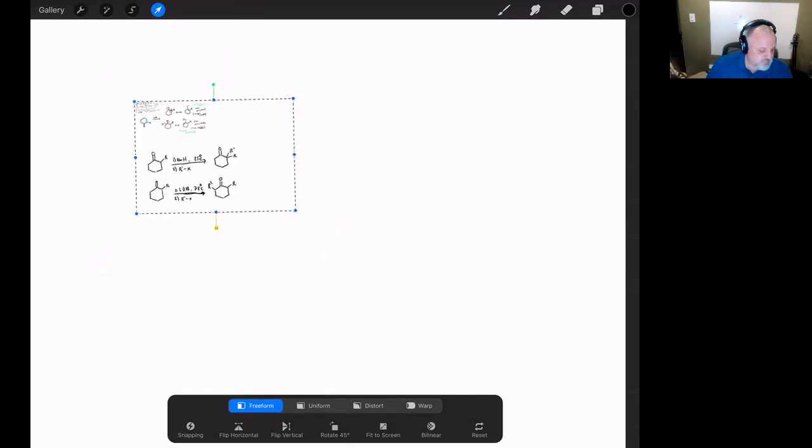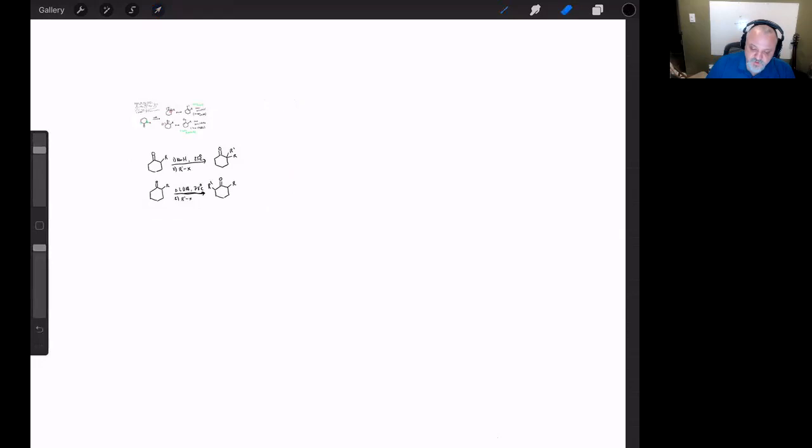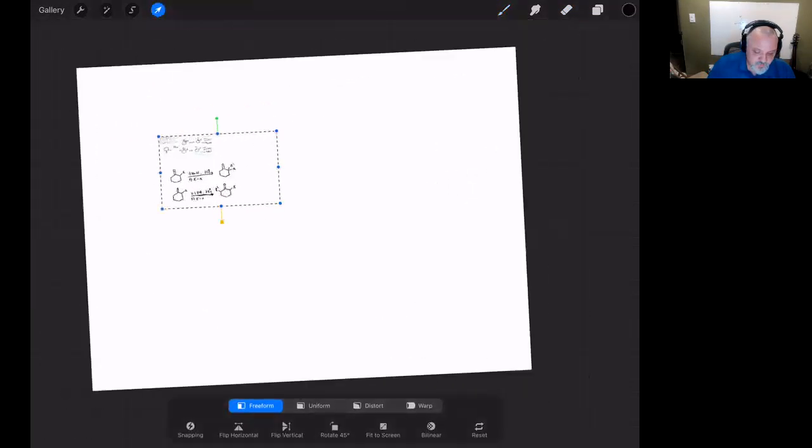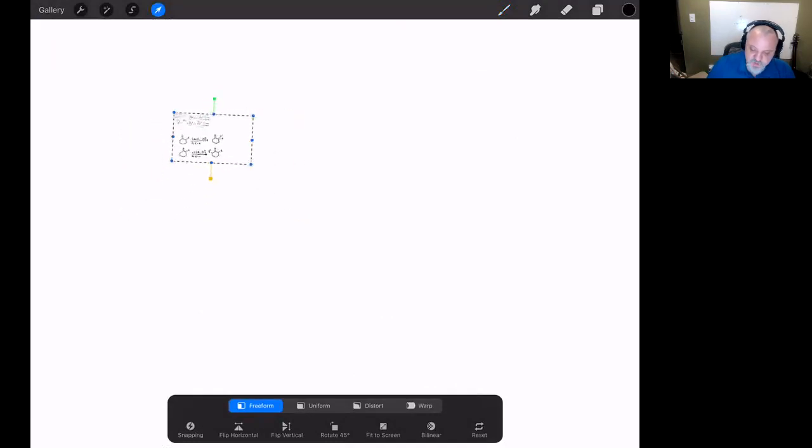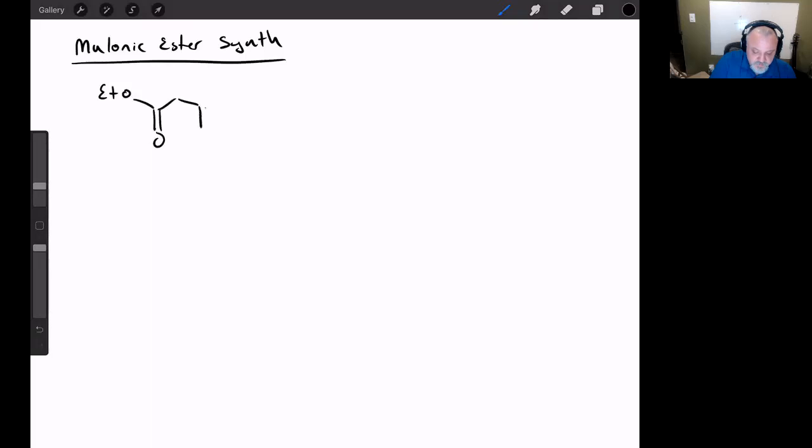All right, so that's really it for alpha halogenation, or excuse me, alpha alkylation. So what I want to move on to now are two similar reactions called the malonic ester synthesis and the acetoacetic ester synthesis reactions. And so this is malonic ester. It'll form doubly stabilized enolate ions very easily.